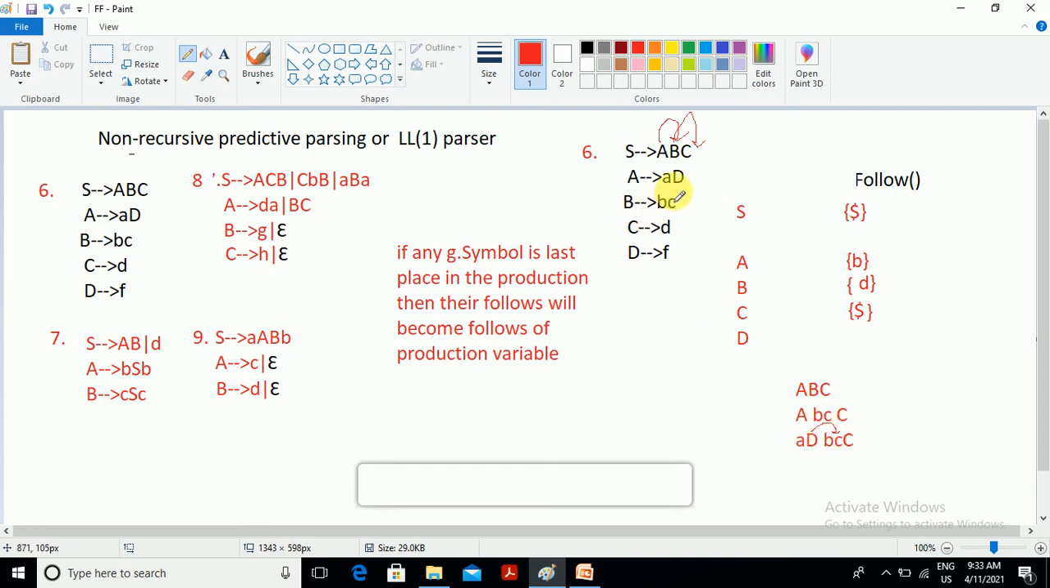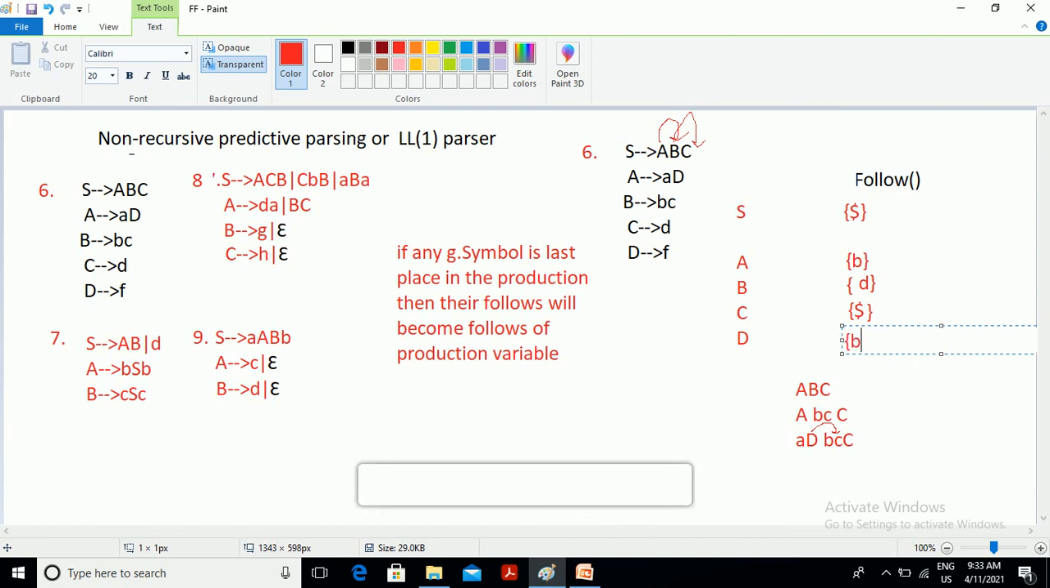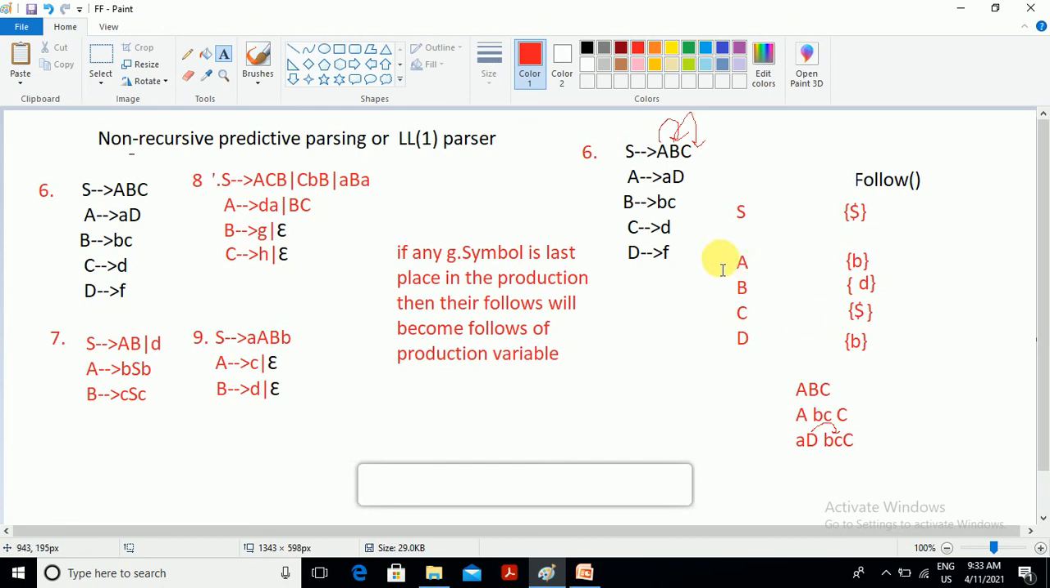Okay. So just remember blindly that in case any variable, any non-terminal, is last in a production, then its follows will become the follows of its production variable. Small b will become a follow of this production variable. Okay, these are the follows for the sixth example.